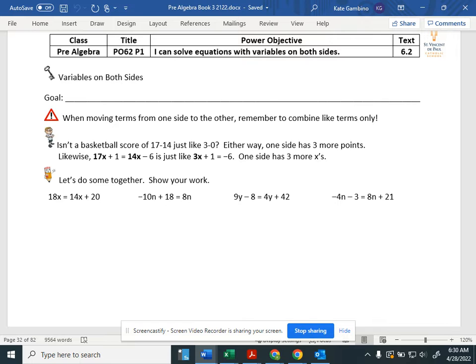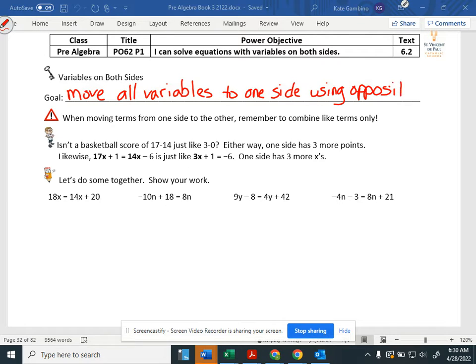So our goal is to move all variables to one side using opposite operations. Remember, we only use those opposite operations if we're moving on the other side of the equal sign.